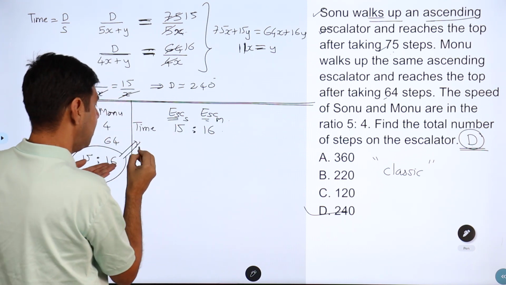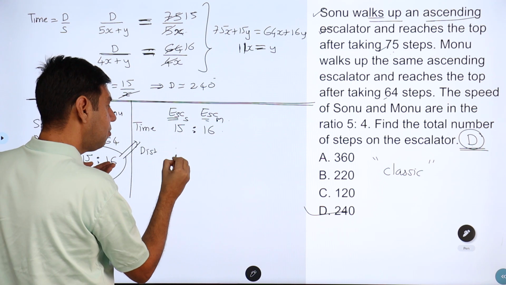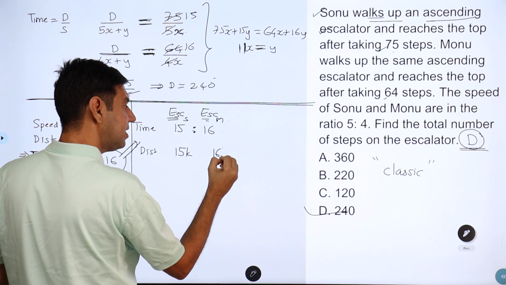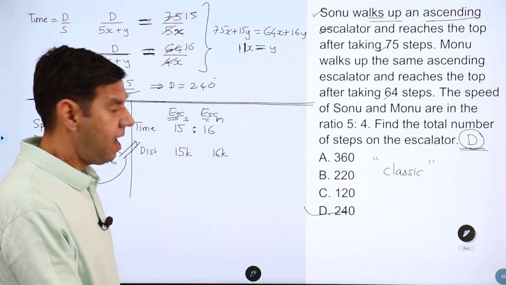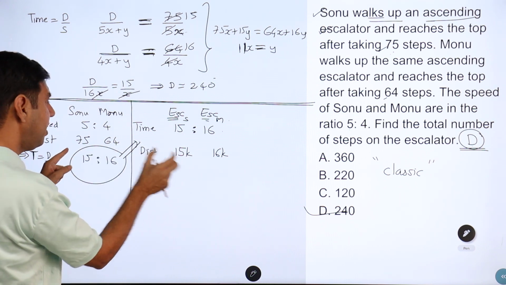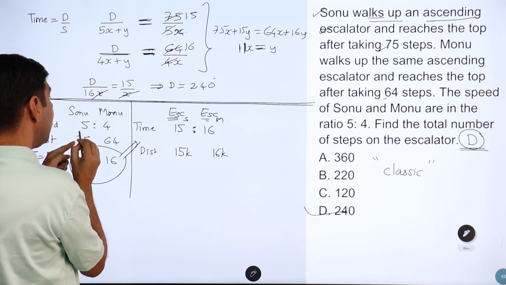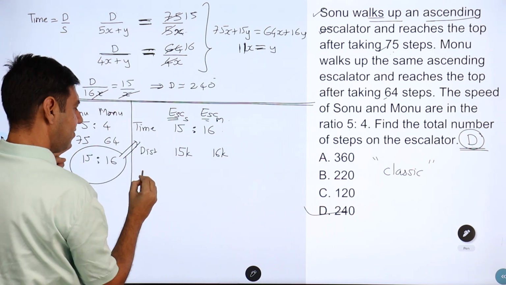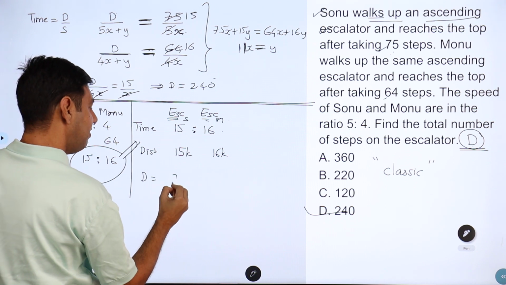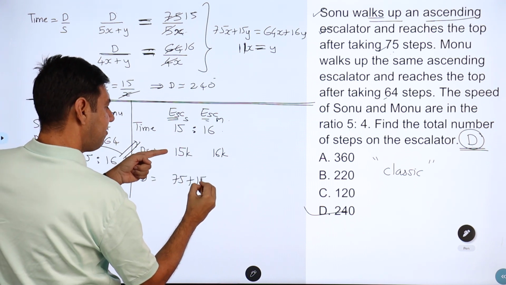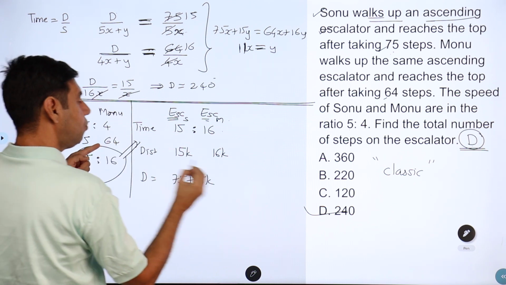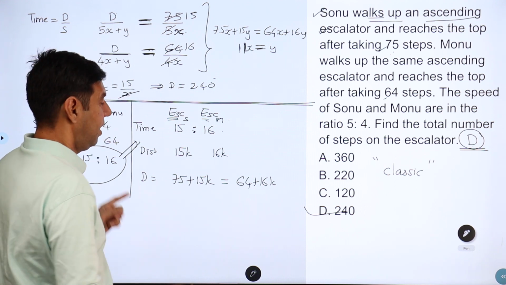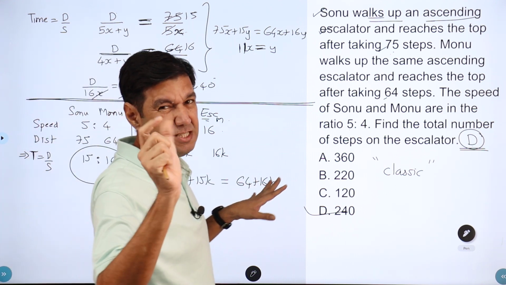It's not different. So the distance is going to be: the escalator will take 15k steps, and in this case the escalator will take 16k steps, right? Now you can do some more things, but I'm giving an easy way. What we know now is the total distance, the D1 that we are talking about here: Sonu took 75 and the escalator took 15k, Monu took 64 and the escalator took 16k, and these are equal.